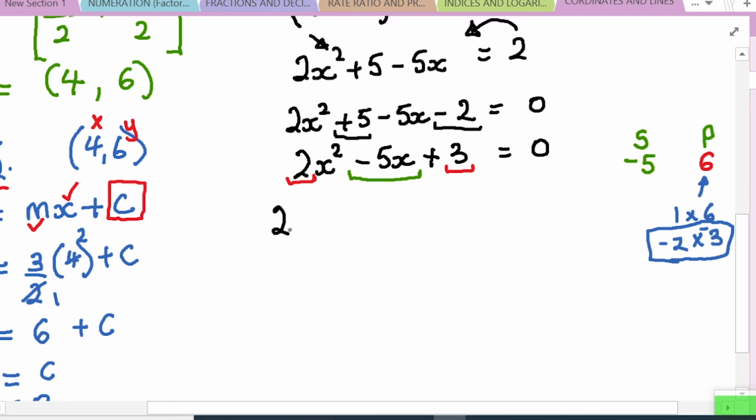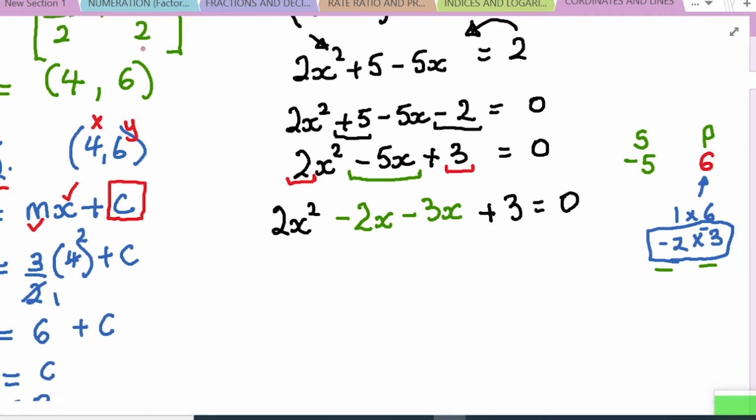And so that pair is the one that is going to replace the middle term. So it's going to become 2x squared. Then the middle term is replaced by this and that, so it's going to become minus 2x minus 3x. Then we continue with plus 3, giving us 0. So from there, we go ahead and factorize.